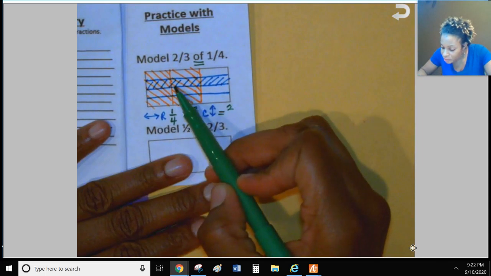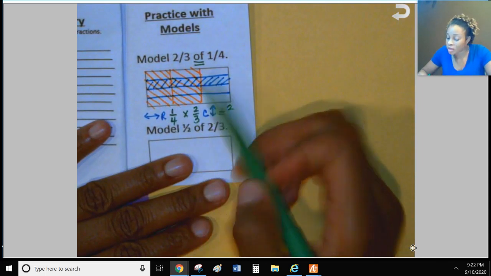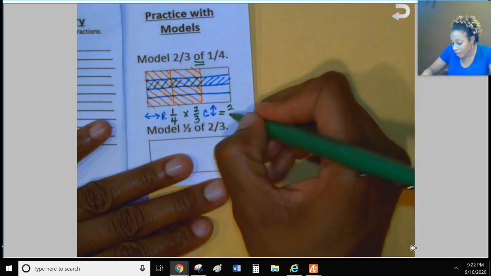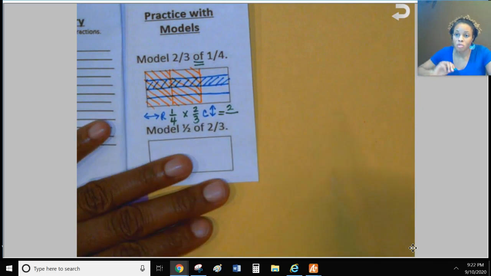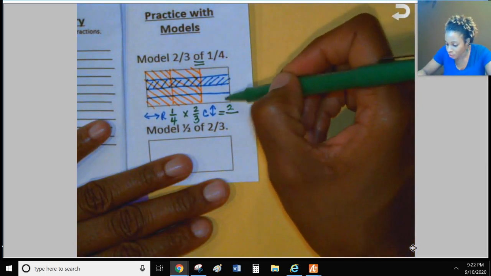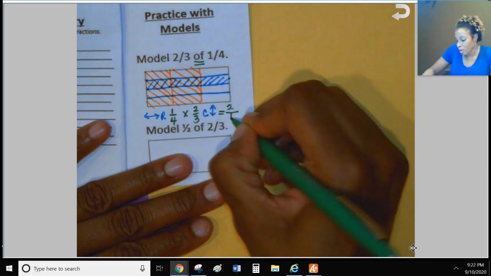See how this one has blue and this one has orange? The lines are overlapping. Those 2 would be our numerator. Then our denominator is how many total boxes do we have? So if we're counting total boxes, 1, 2, 3, 4, 5, 6, 7, 8, 9, 10, 11, 12. So 12.